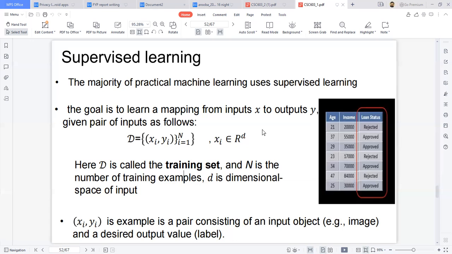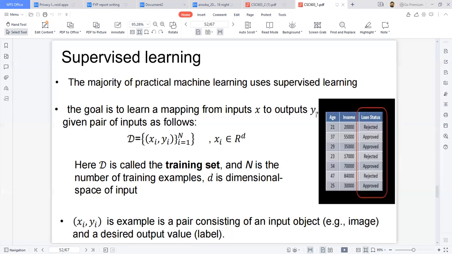So what is D? D is the dimensional space of input. D is the dimension, like a column. One column, two columns, something like this. And this column is the target column, so we will not count it. So it is two-dimensional, only two dimensional.